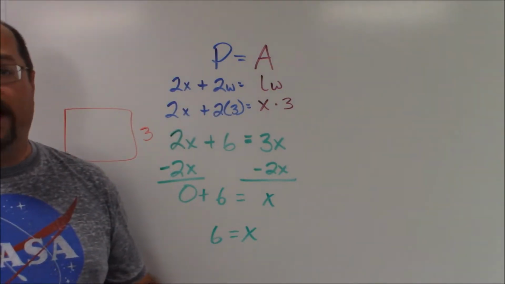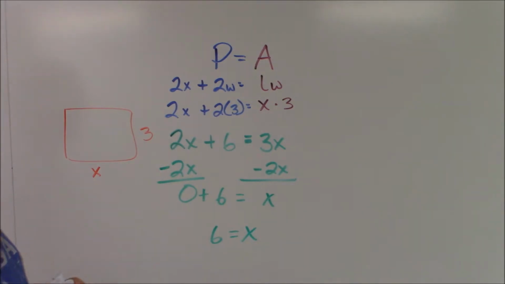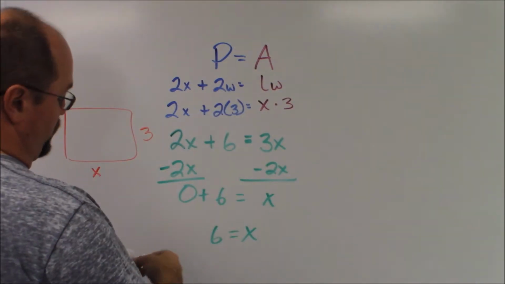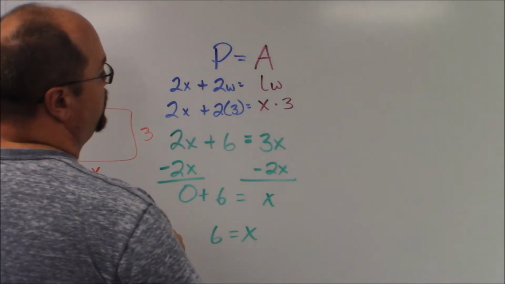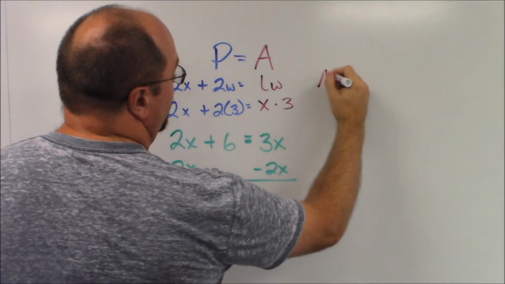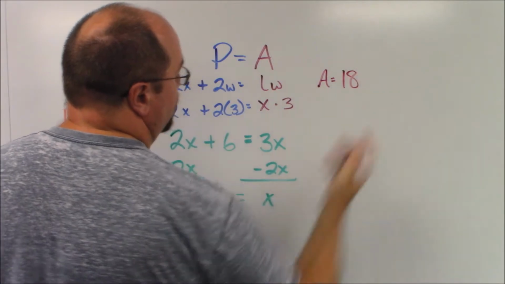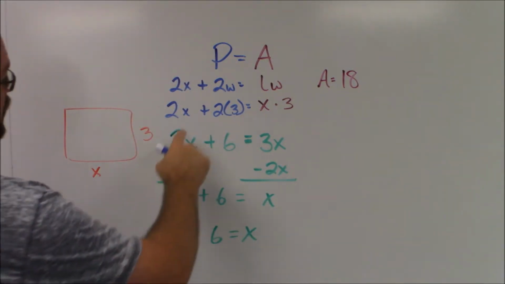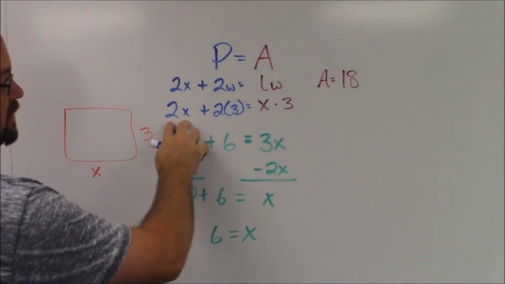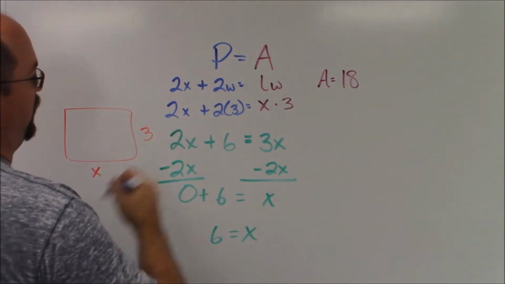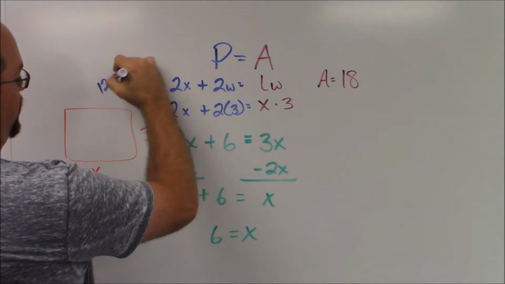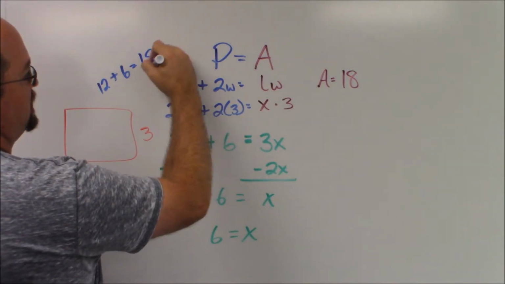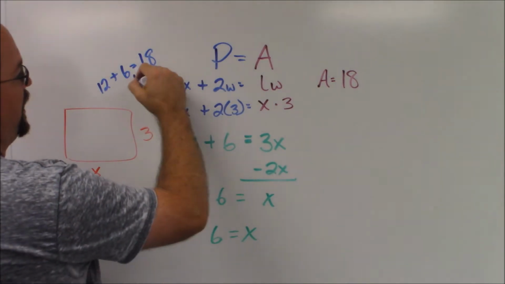Now if I wanted to go back through and double check that, wouldn't be too hard. So if x is 6, that means the area is going to be 6 times 3, which would be 18. And then for the perimeter, if x is 6, I've got 2 times 6, which would be 12, plus 6 is 18 for the perimeter. So that checks out.